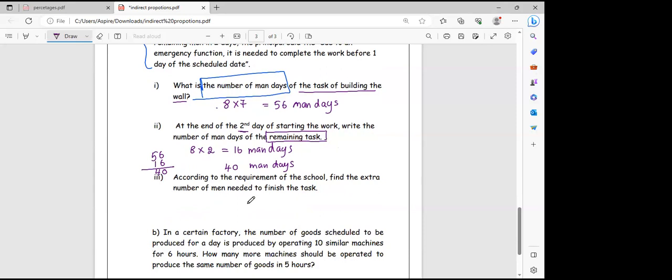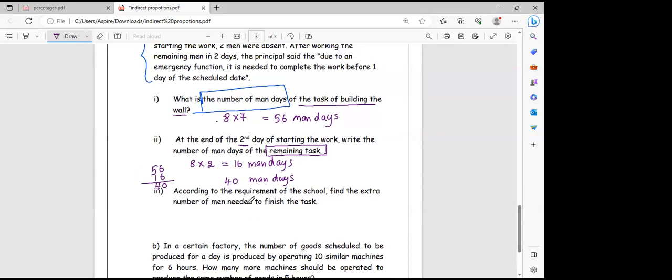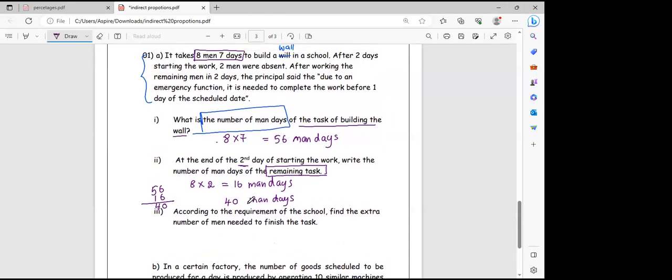According to the requirement of this school, find the extra number of men needed to finish the task.